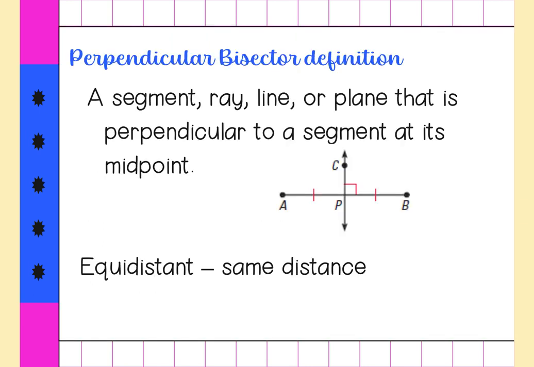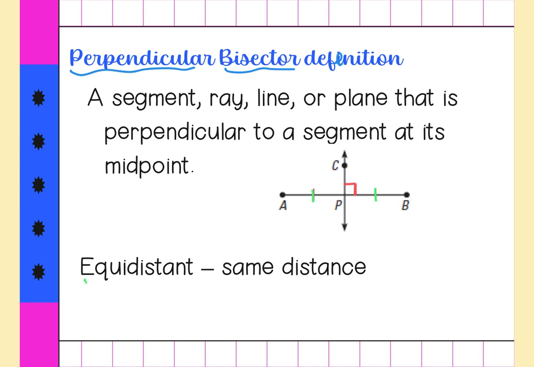The perpendicular bisector definition is a segment, ray, line, or plane that's perpendicular to a segment at its midpoint. So there's obviously two parts to this name, perpendicular and bisector. Perpendicular is where the right angle has to come from, and bisector, if a segment is bisected, it's cut into two congruent parts. So this thing does both of that.